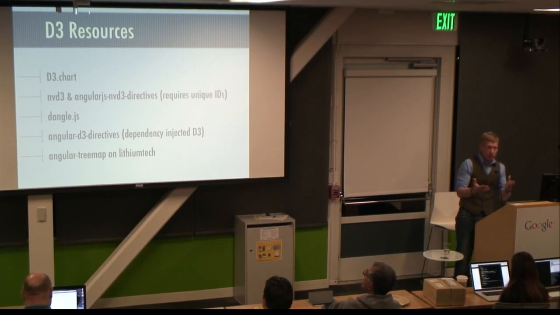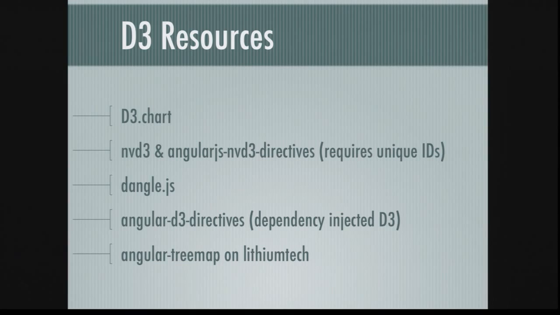Okay, so this is just for you guys. These are things that sit on top of D3, like, for example, my Angular tree map that you can get on Lithium Tech, which is nice. Consumable tree maps. There is a set of Angular D3 directives that just make it a little bit easier to write D3. There's a graphing library called Dangle, unfortunately dangle.js, but it's cool. One thing that people really like is D3 chart. It's just a bunch of standard line charts, bar charts, that sort of stuff.